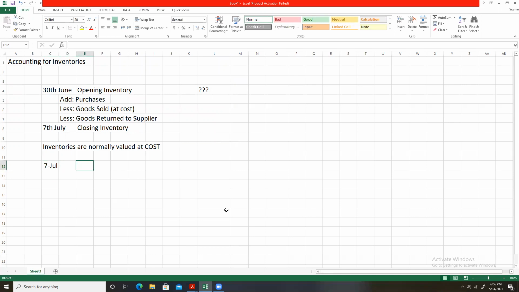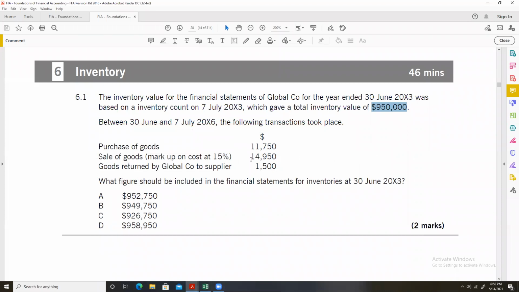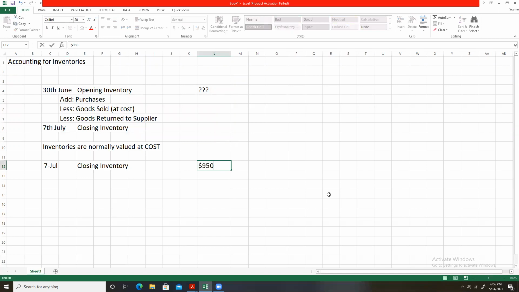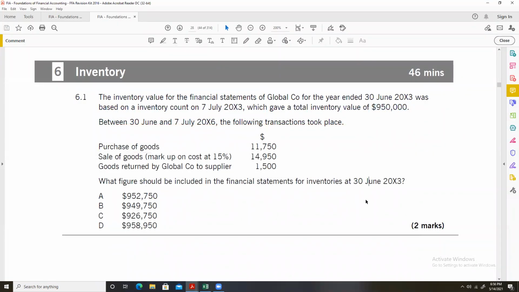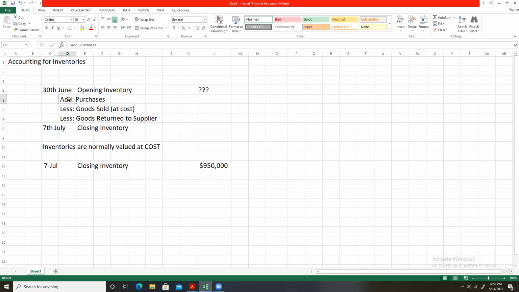Now, on 7th July, how much was the closing inventory? The value of inventory was $950,000. Now, in the format above, we added purchases, but now we are performing a reverse calculation. So we need to subtract purchases. Instead of adding purchases, we will subtract purchases here.